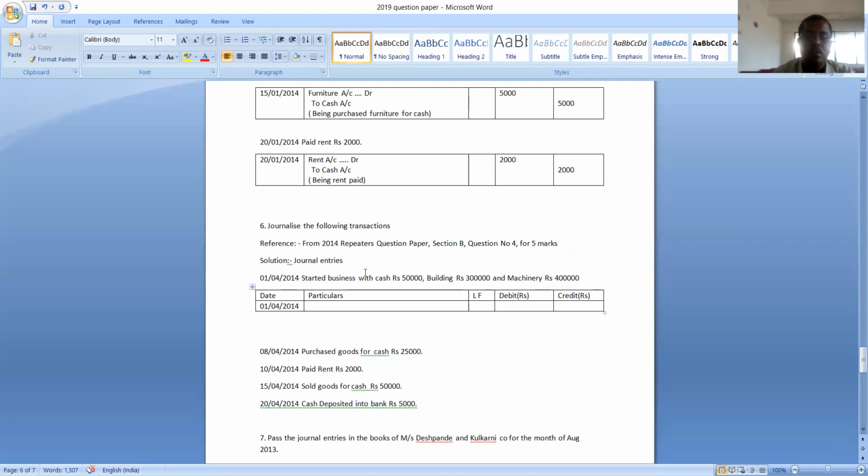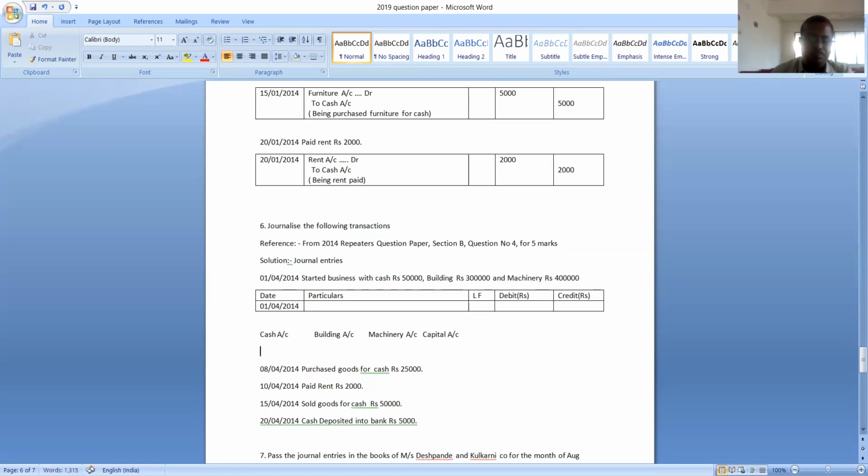And which is the hidden account here? Started business means the owner has invested money and money's worth. Money is here cash, and the worths are building and machinery, which is known as capital. So here totally 4 accounts will come. First account is cash account. Second account is building account. Third one is machinery account. And fourth one is capital account. So like this, totally 4 accounts will come.